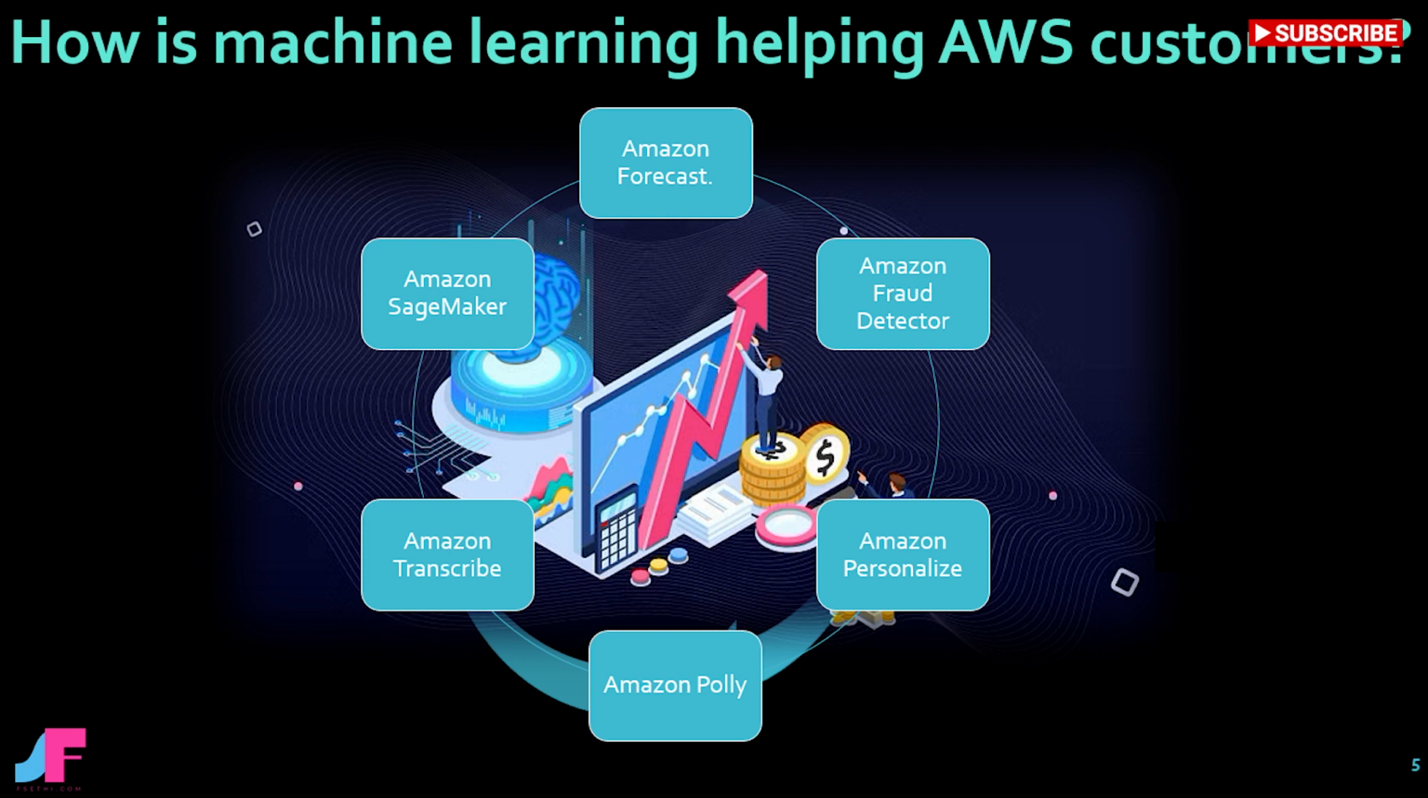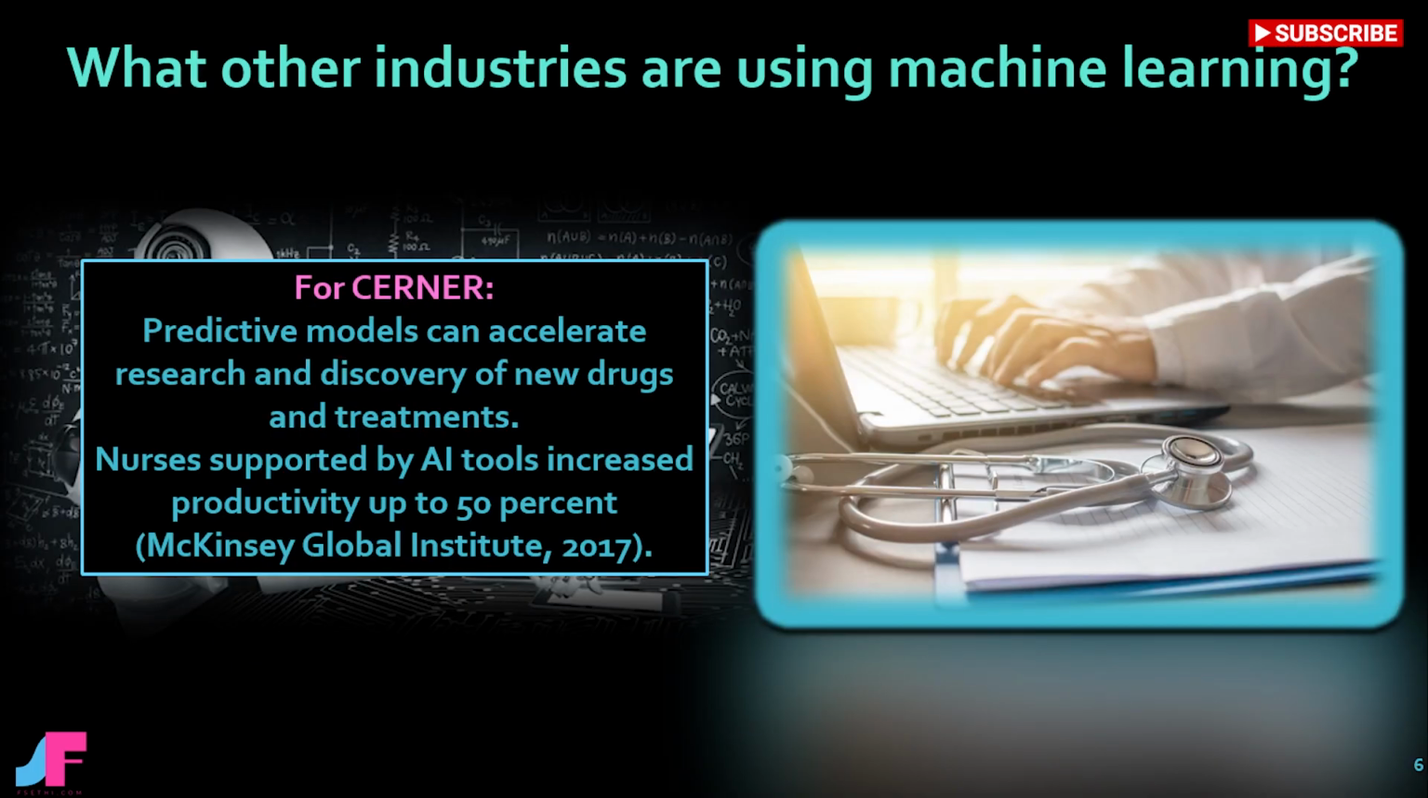AWS offers a broad, deep set of machine learning services and supporting cloud infrastructure, putting ML in the hands of every developer, data scientist, and expert practitioner with their smart ML services like Amazon Forecast, Amazon Fraud Detector, Amazon Personalize, Amazon Polly, Amazon Transcribe, and last but not least, Amazon SageMaker to develop high-quality models on streaming datasets. What other industries are using machine learning?